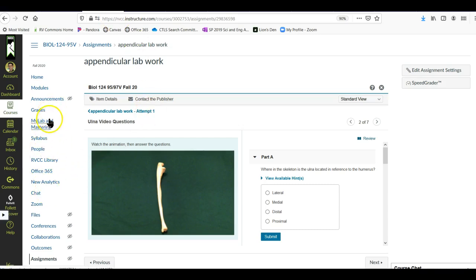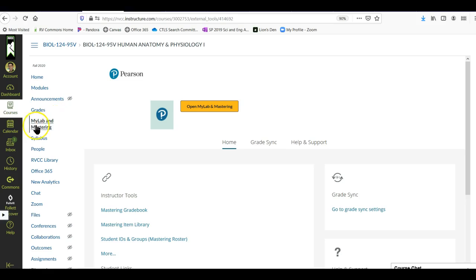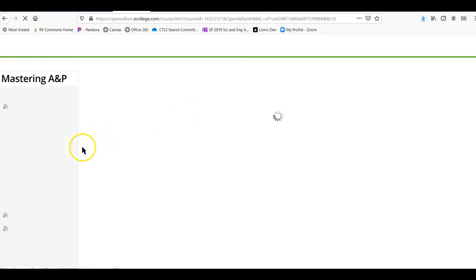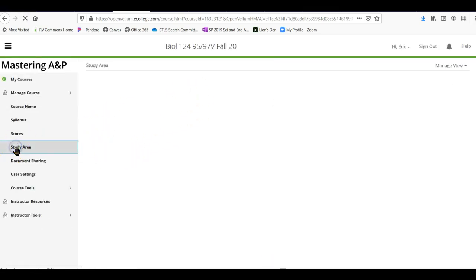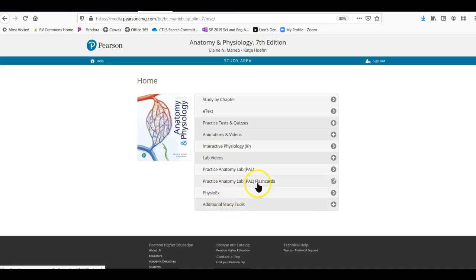So if you just go, where is that? My Lab and Mastering, just in case anybody forgets. Oh, that's right. Okay, I know how to find it now. Study area. Launch the study area. And Practice Anatomy Lab flashcards.